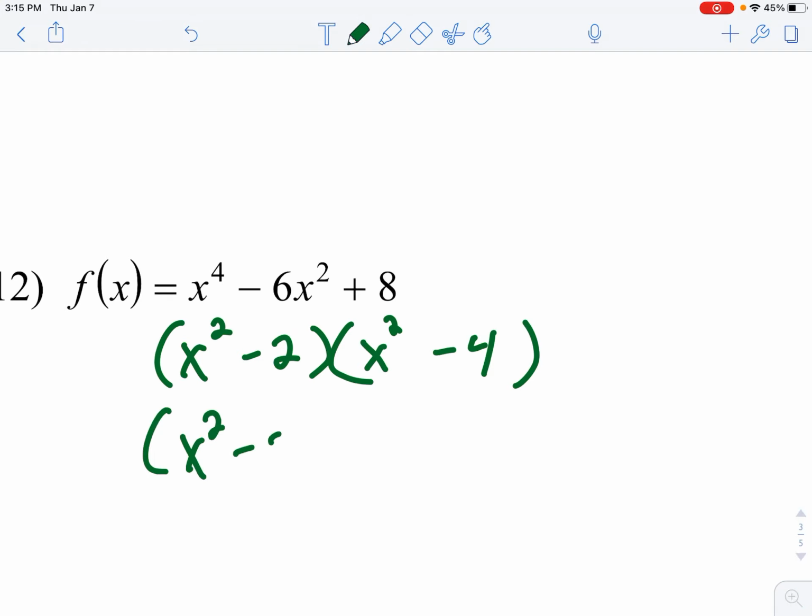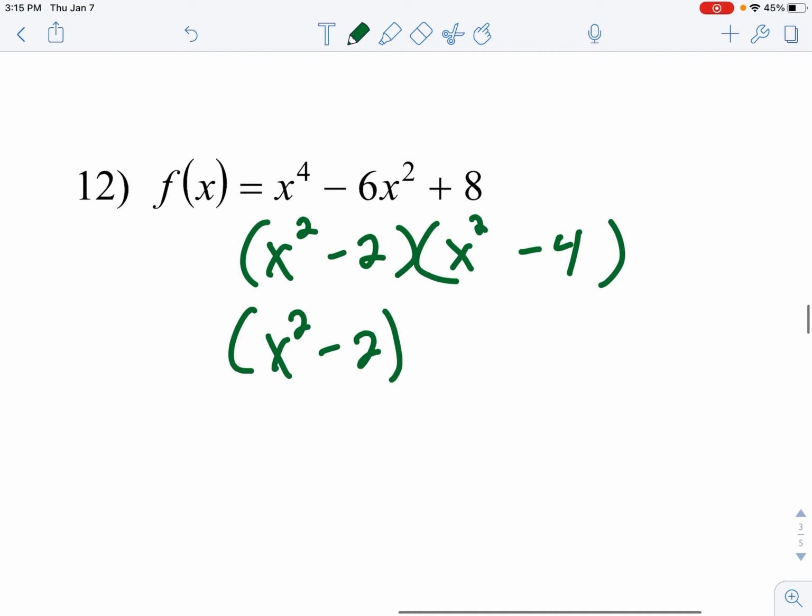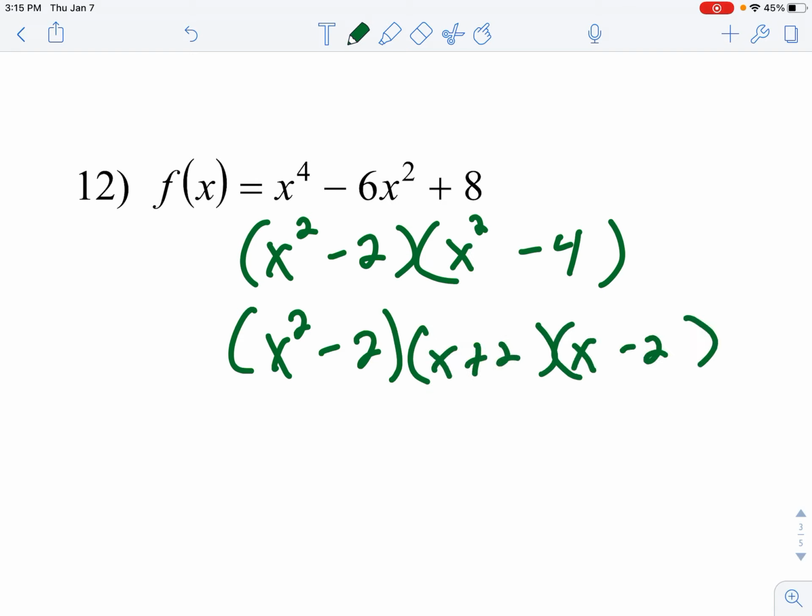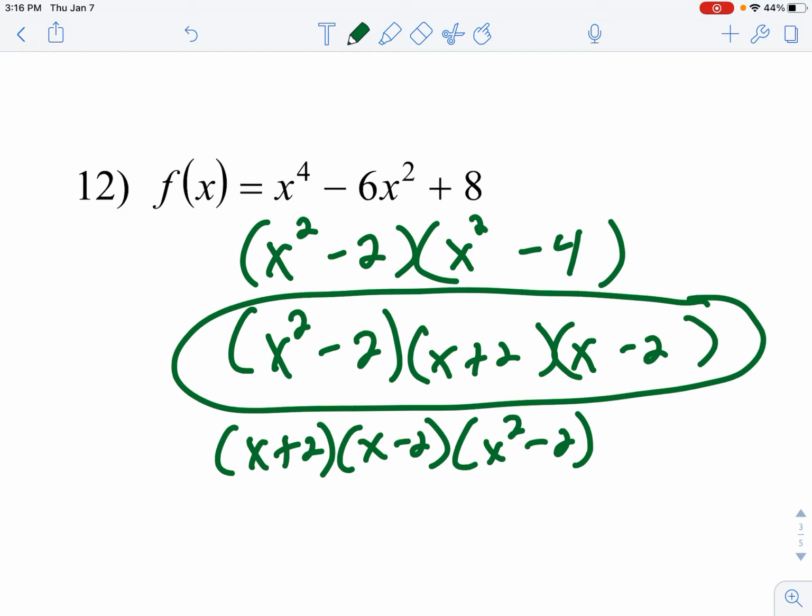The first factor is done. You can't do anything with that. It is a difference, but 2 is not a square, so you can't factor that. But the rest of this will break down into x, x, plus 2, minus 2. I believe the answer key has it x plus 2, x minus 2, x squared minus 2, just the same answer in a different order, but it's the same answer.